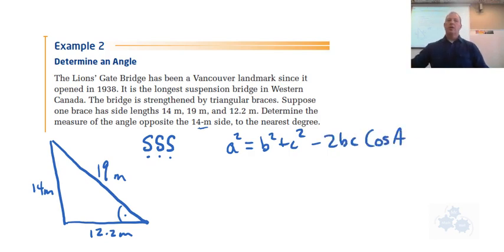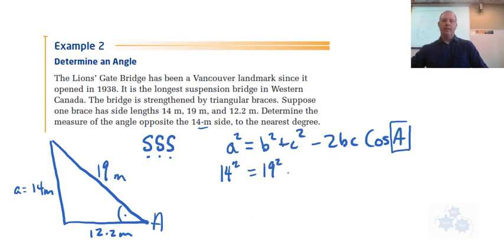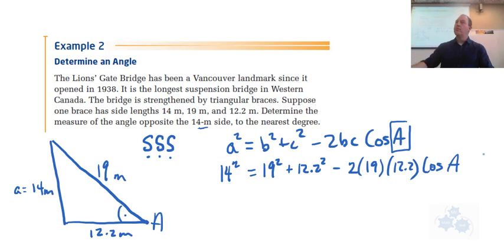Okay. So in this case, I want to find the angle that's in the cosine law. So let's say this is A. See that? This is going to be little a because we want to find the angle opposite the 14. So you just set it up like this. You go 14 squared equals, now which one's B and C? Doesn't matter at all. 19 squared plus 12.2 squared minus 2 times 19 times 12.2 times cos of A, and A is unknown.